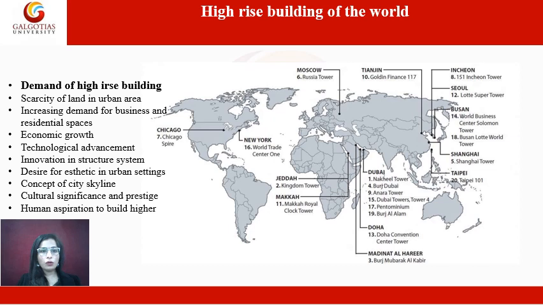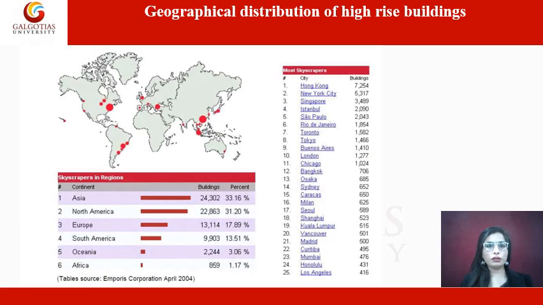So now, the demand for high-rise buildings. First one is the scarcity of land in urban areas. That's why we require high-rise buildings. Increasing demand for business and residential spaces, economic growth, technological advancement, innovation in structural systems, desire for aesthetics in urban settings, concepts of city skyline, cultural significance and prestige, human aspiration to build higher. So these are some demands for high-rise buildings. Here the geographical distribution of high-rise buildings is given in this slide.